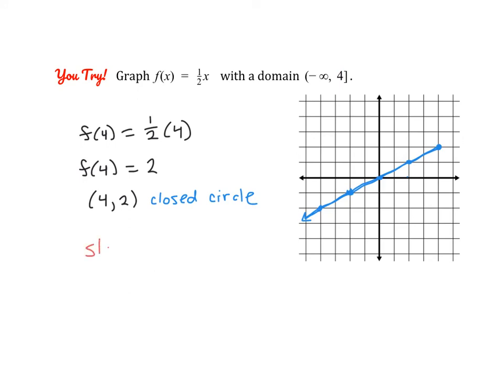And then from there, we know that the slope of our line is positive 1 over 2. But we only want the points to the left of 4. So instead of going up 1, right 2, we'll work our way backwards. Down 1, left 2. Down 1, left 2. And then our graph continues infinitely to the left.